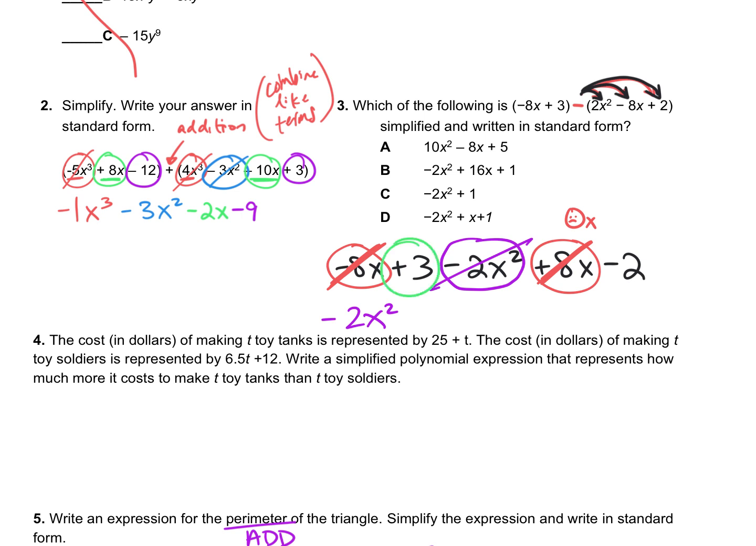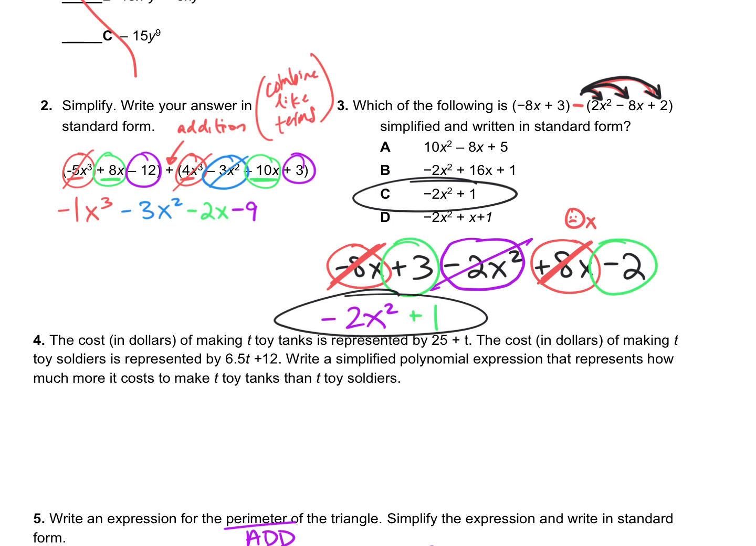I got a positive 3 and a negative 2. 3 minus 2 is positive 1. All right. So I'm looking for negative 2x squared plus 1. I'm looking for C. I bet if I would have made a mistake, it would have been some of those other answers. All right, last up.